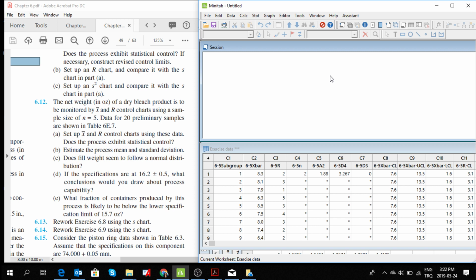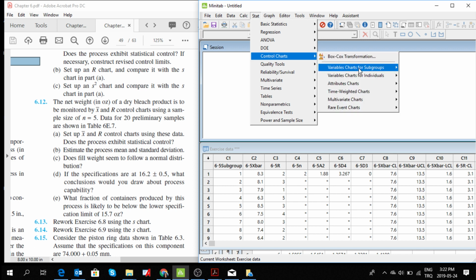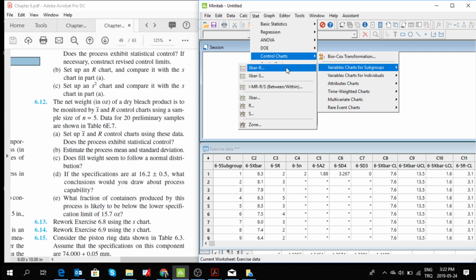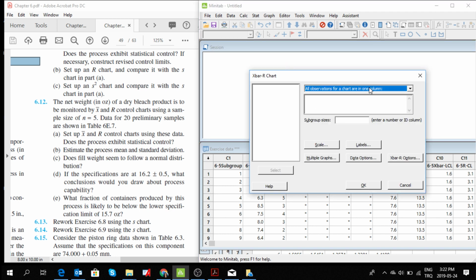Okay, we are going to start solving this problem. The first part was about setting up X bar R control charts. So we go to Stats, Control Charts, Variable Charts for Subgroups, X bar R chart. Our data are all observations for a chart in one column. So that's really true. Okay, it is right here.